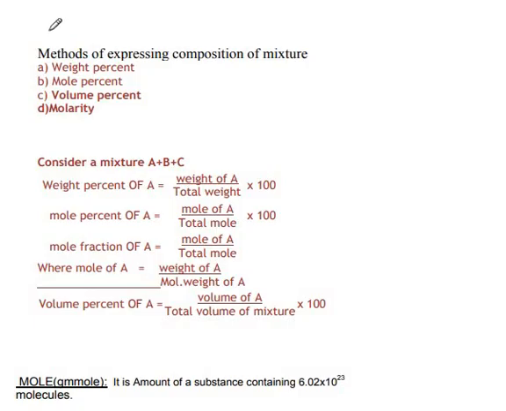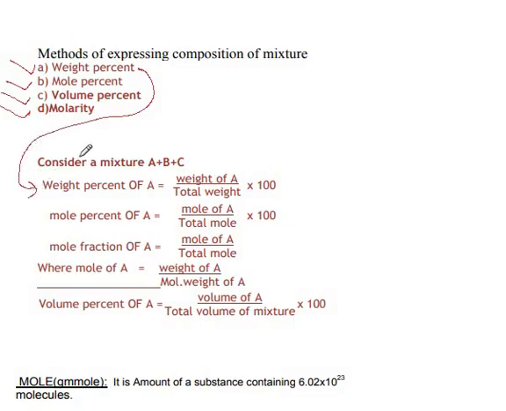So which are these methods? The first method is weight percent. It may be given as mole percent, it may be given as volume percent, or it may be given as molarity, normality, molality, like this. Okay? So what is weight percent? Here we have the formula for weight percent.